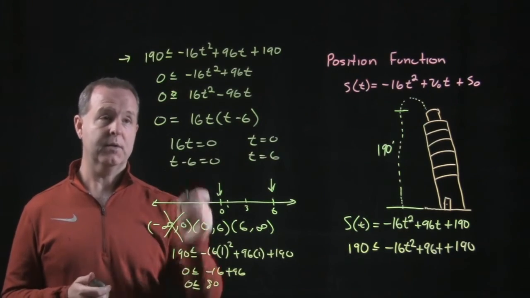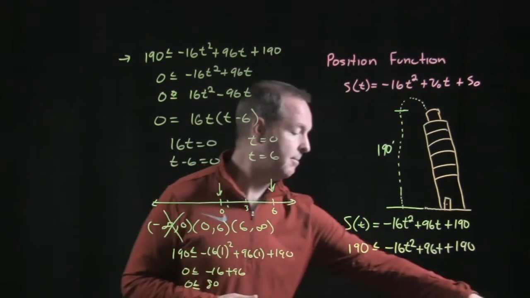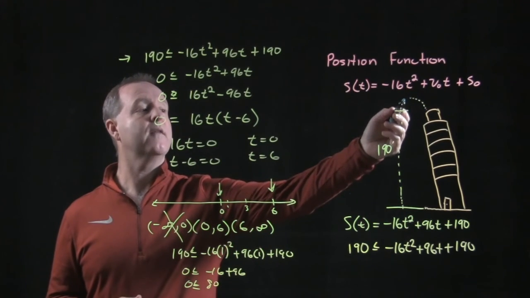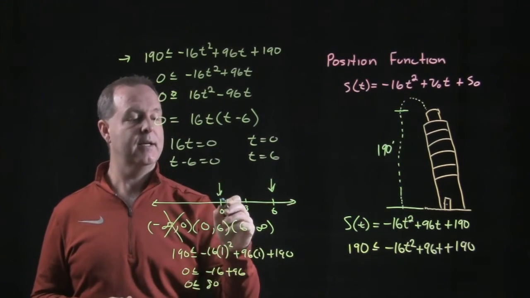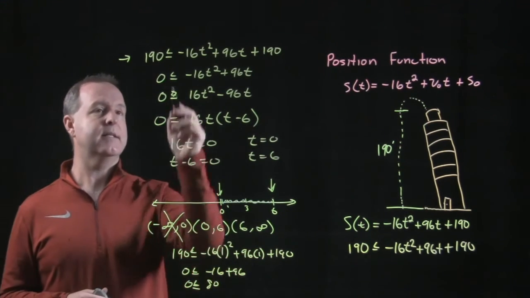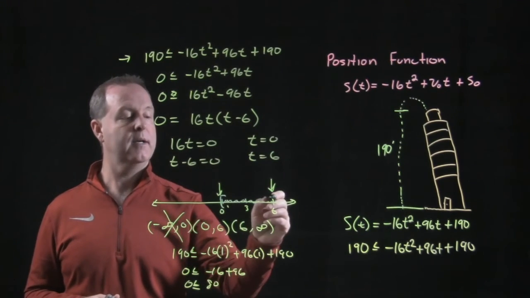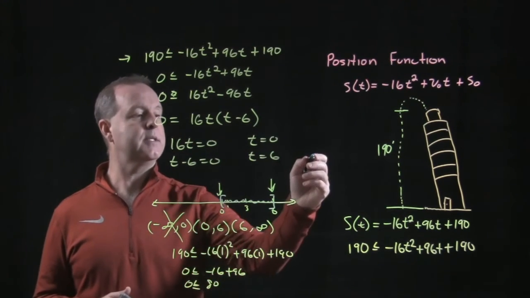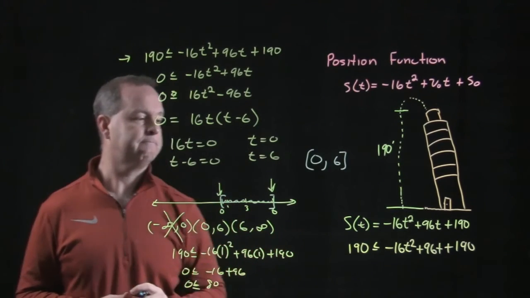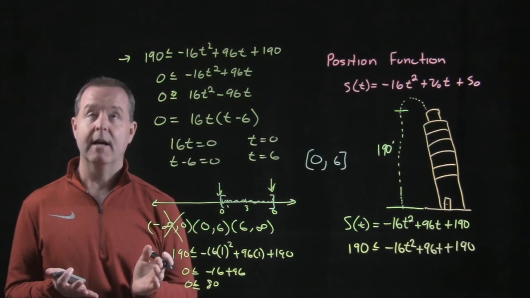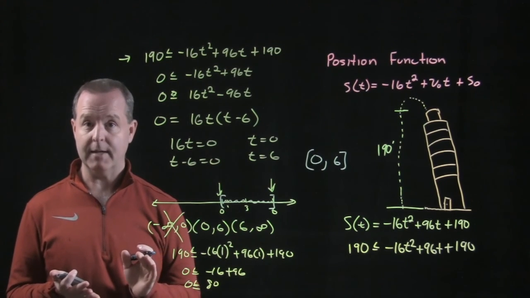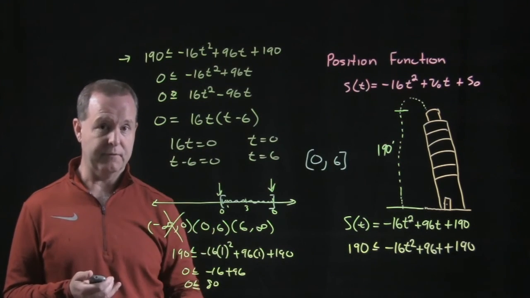That is true. So that tells me that for this inequality to be true, the times where my object is greater than my height of 190 feet happen within this time frame right here. And since it's equal to, it also includes 0 and 6. So my solution set is times from 0 to 6. So for the first 6 seconds, I'm going to be able to look at that object above me until it gets right at my spot. Then after 6 seconds, it starts to fall down.